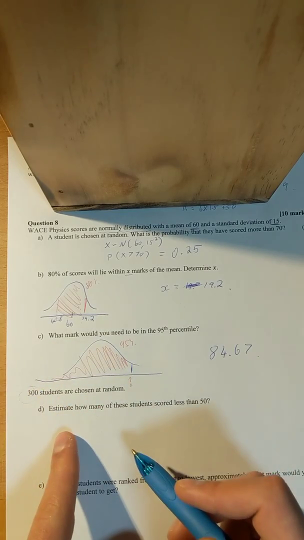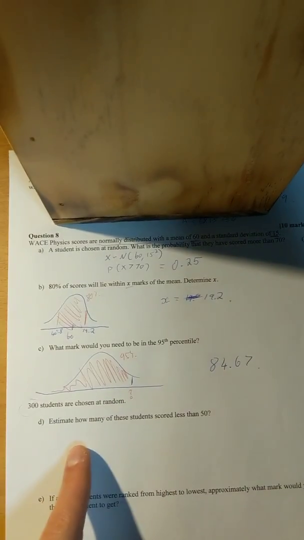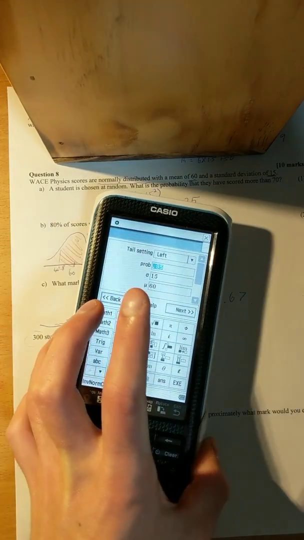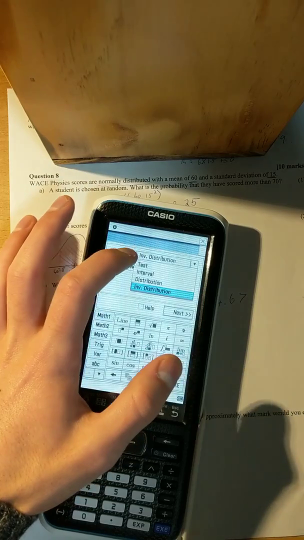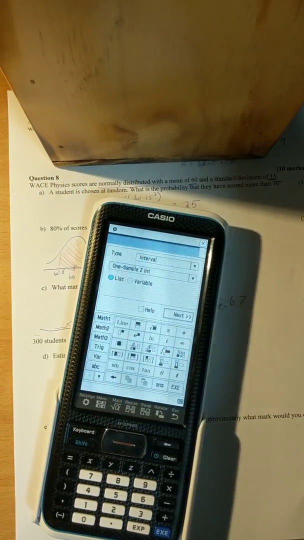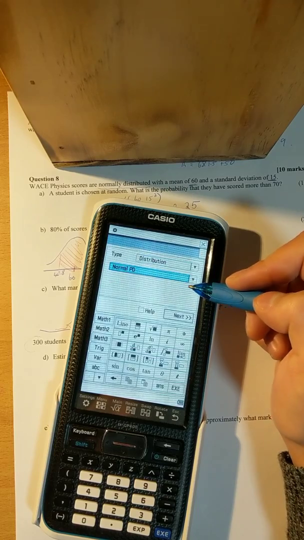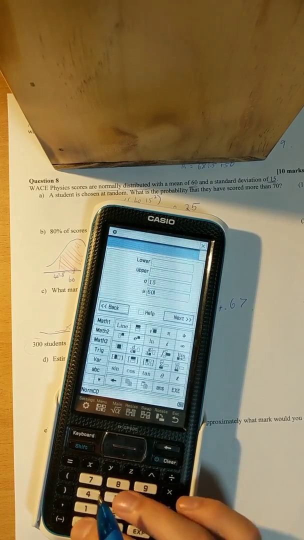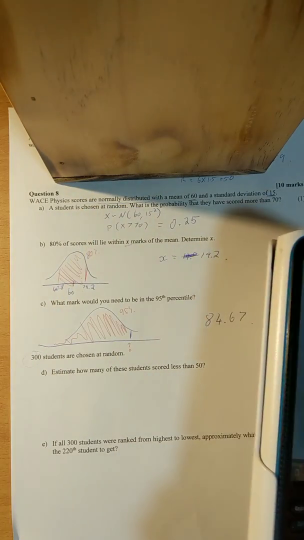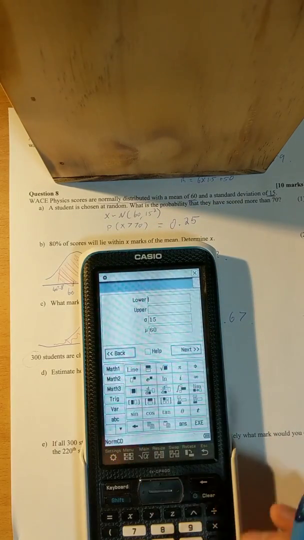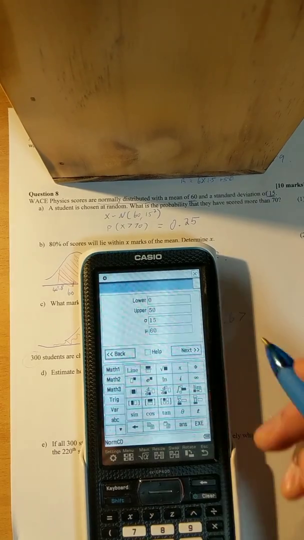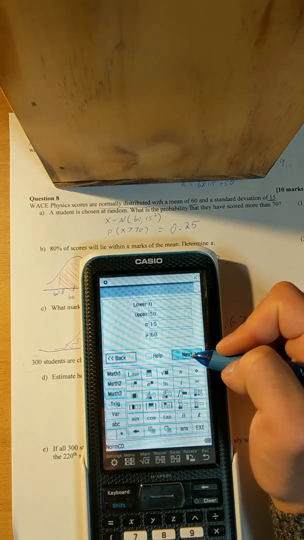Okay, 300 students are chosen at random. Estimate how many of these students scored less than 50. So this is a two-step process. First, we need to know what percentage of students would score less than 50. So for that, I'm going to go back to my distribution. Not interval, I want distribution, normal CD. And I'm going to say if I've got a standard deviation of 15 and a mean of 60, what percentage of students would score less than 50? So I'm going to put my lower as 0 just because it's a test and you can't get less than 0, but you could do it as negative infinity and it wouldn't make a huge difference.